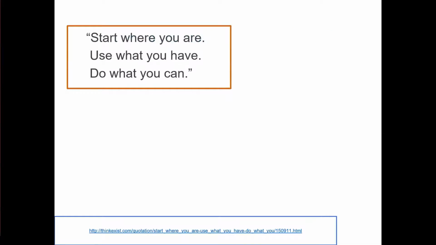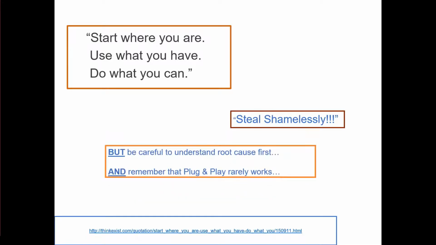The other thing we want you to consider when you are looking at your change ideas is making sure that you start where you are, use what you have, and do what you can. Steal shamelessly. This is a really great one. If you know that somebody else has made a change in their system and it's working really well, by all means, steal the idea from them, give them credit, of course, with a caution to be careful to understand your root cause first, and remembering that plug and play rarely works. So there will likely be some modifications you would need to make to their change ideas in order for it to work well in your system.